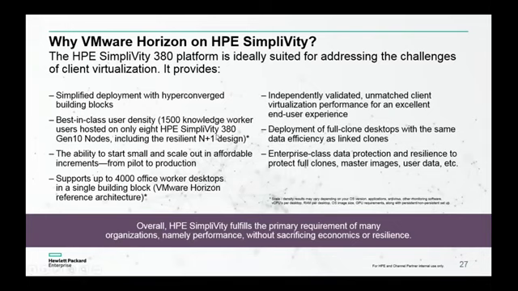So this is the value add: the ability to start small and scale out in affordable increments from pilot to production, and support up to 4,000 office worker desktops in a single building block. The VMware Horizon reference architecture link, I will share. And independently validated, unmatched client virtualization performance for an excellent end user experience.